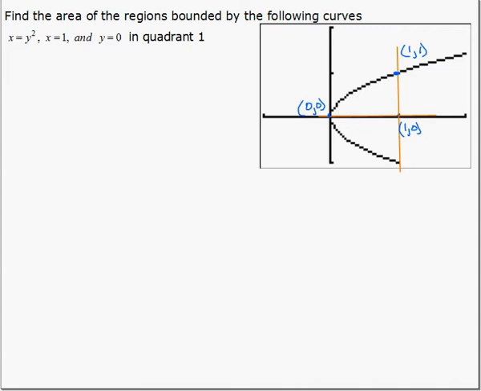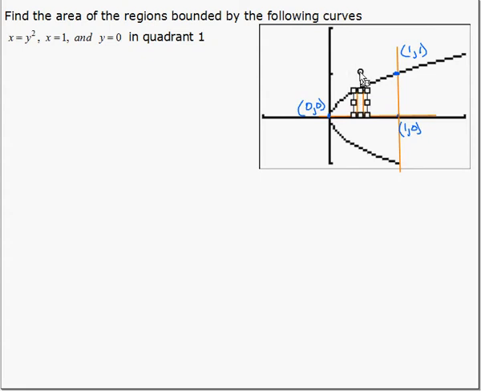Once we get our points of intersection, we need our representative rectangle. So we draw a rectangle that's consistent with the top curve and bottom curve being the same throughout the entire region. So here's our rectangle. Moving it from left to right, we note that the top remains on the curve, x equals y squared, and the bottom remains on the x-axis.